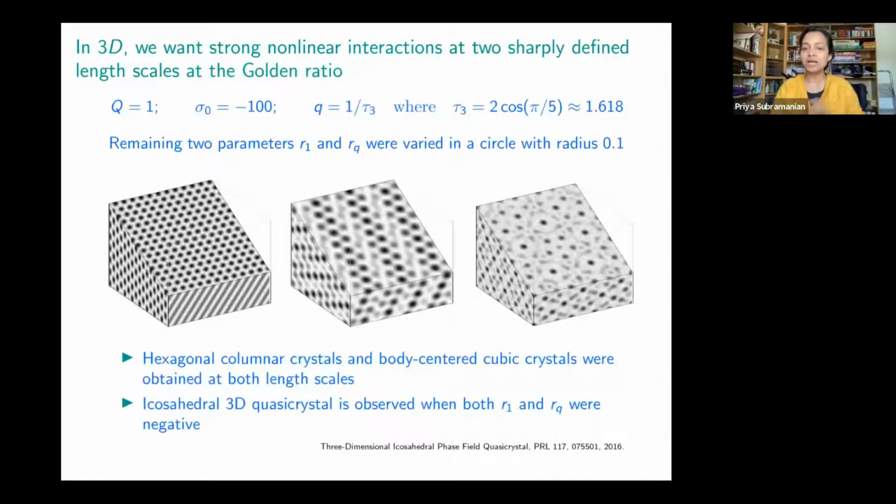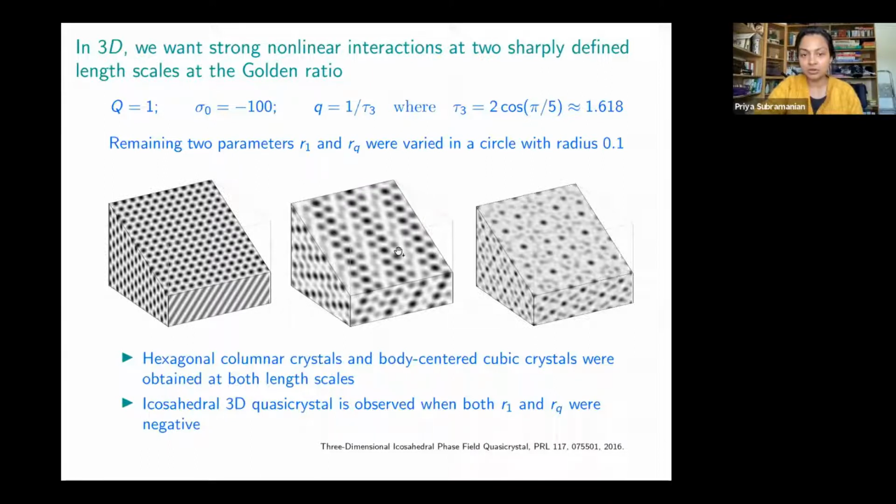And in 3D as well, we can imprint an icosahedral quasicrystal. And for that, we have to input this irrational number of the golden ratio into our model, and we can recover columnar crystals, two-dimensional crystals, which are uniform in the third direction. And that's what you see in the first cube here. Here, the columns are not aligned with the box, but that's the reason why it looks diagonal.